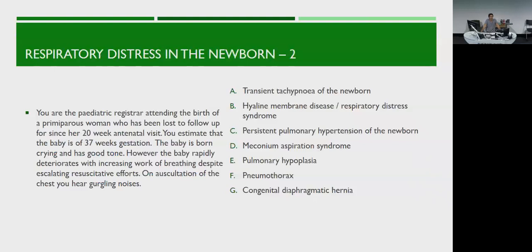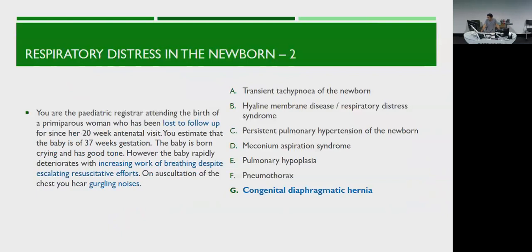Do I have any takers? G, what's the big giveaway? Gurgling noises. Do vesicular breath sounds gurgle? No, they do not. So the answer is G.